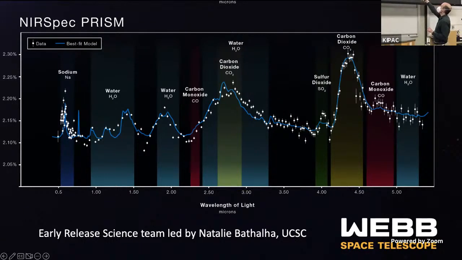Carbon monoxide, carbon dioxide, which we knew was supposed to be there, but is really hard to see from the Earth because there's all this carbon dioxide in the atmosphere. And so it was the first really clean detection. And my personal favorite, sulfur dioxide, which is not something anyone had seen or even expected to see. Sulfur dioxide actually shouldn't exist in a planet at this particular temperature.